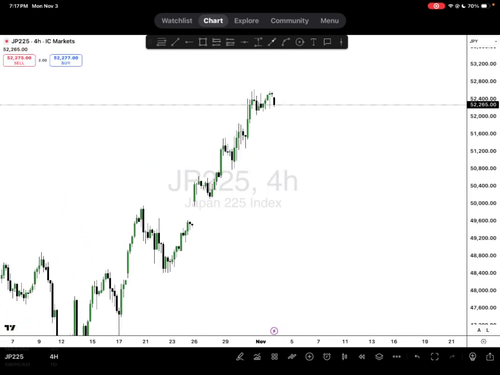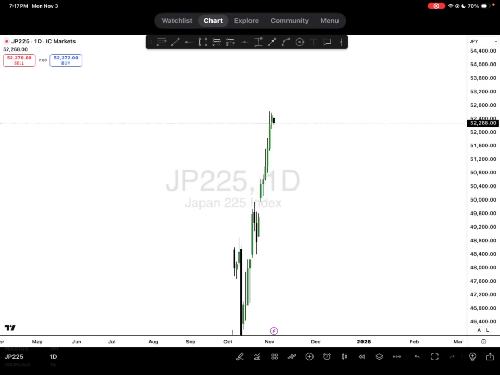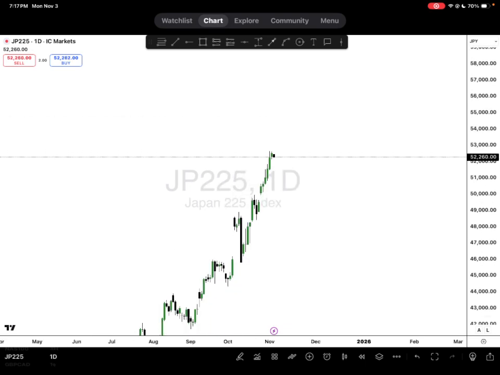I haven't done too much on the Nikkei. We're still extremely bullish for the most part. And yeah, not much to say there.